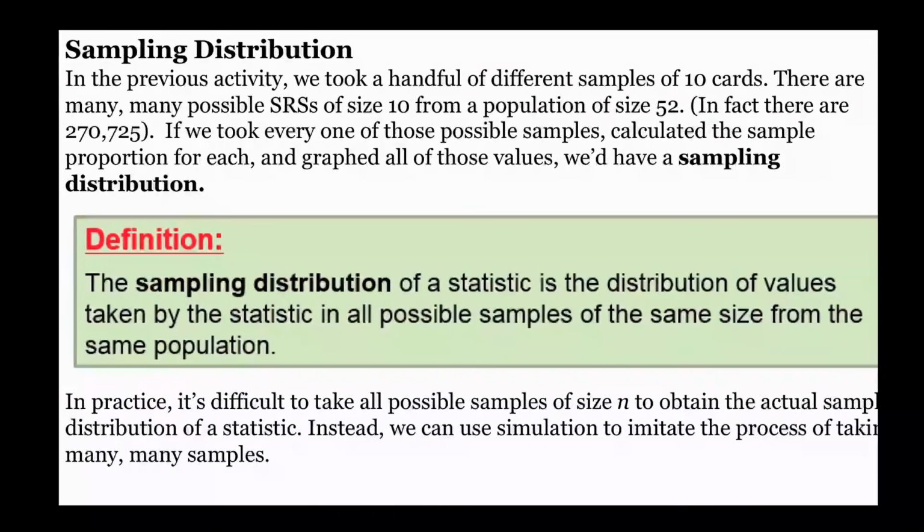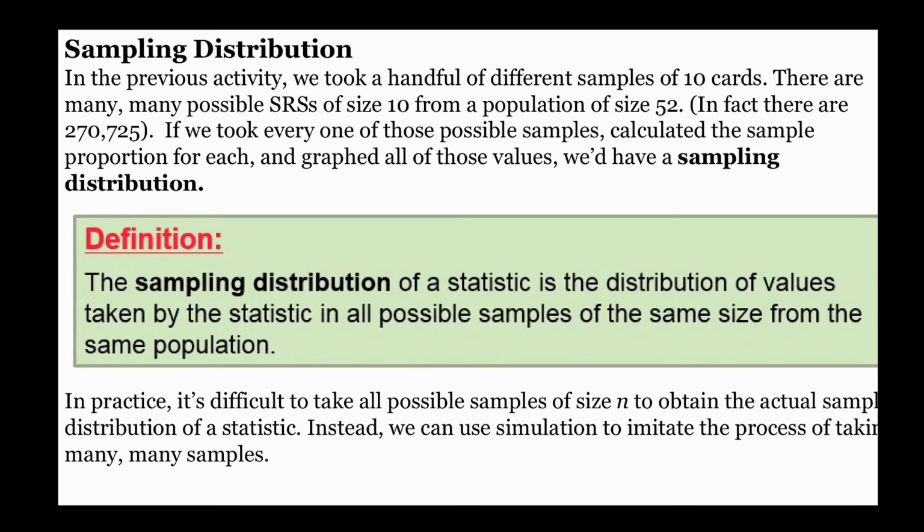Okay, so sampling distribution, kind of talked about that. In the previous activity, we took a handful of different samples of 10 cards, right? You guys flipped over 10 cards. There are many, many possible SRSs. You guys did a whole bunch of SRSs. You shuffled them up, right? And then you flipped them over. The simple random sample. You guys did 6 of those, right? Each sample size was 10 from a population size of 52.